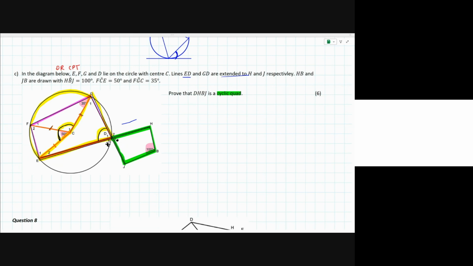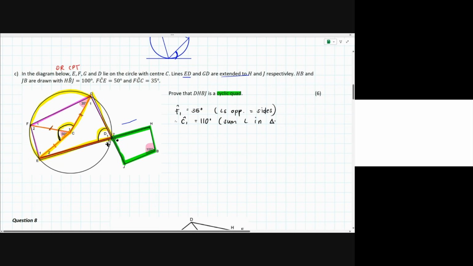Ma'am, I said F1 is equal to 35 because of equal angles opposite equal sides. Then I said 35 plus 35 equals 70. Then I said 180 minus 70 because of sum of angles in a triangle. And then I got C1 as 110. Perfect.